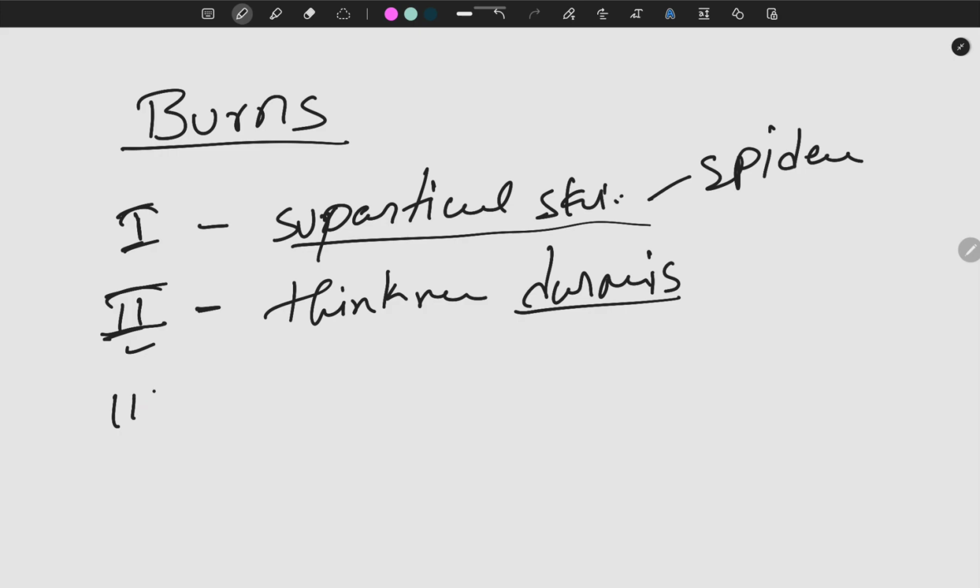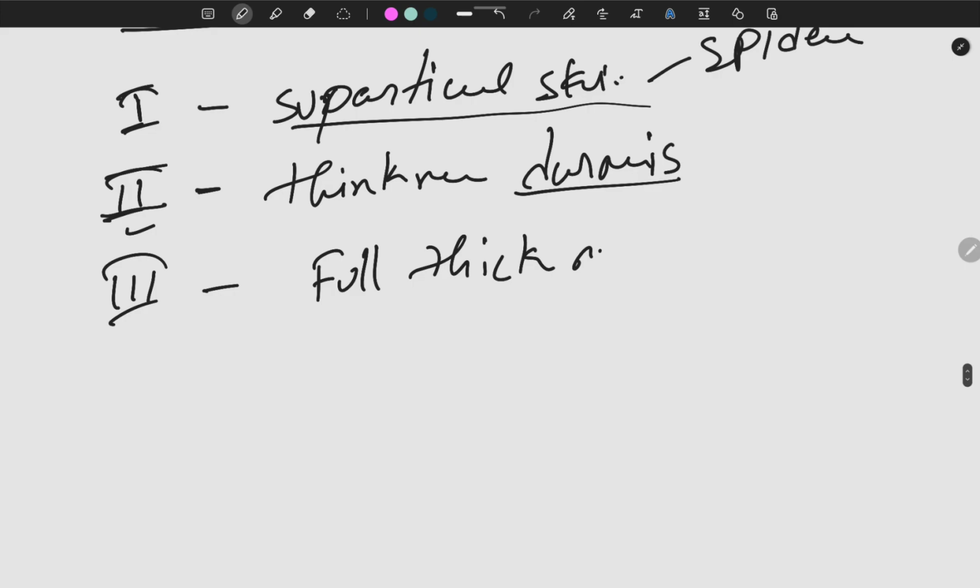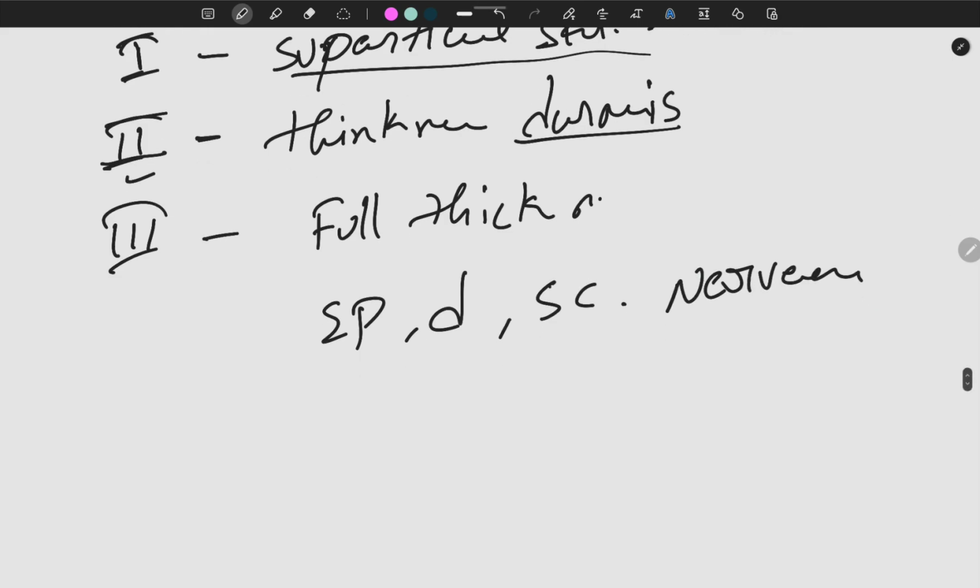So the next one is the third degree. So in the third degree it is known as full thickness. So full thickness burns. So in this, epidermis and dermis and subcutaneous tissue are involved. So sometimes there is destruction of the nerve cells. Okay, so you may get the question like, which category of the burns involves nerves? Okay, so that is third degree burns.